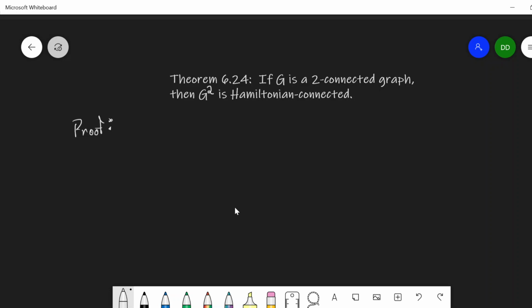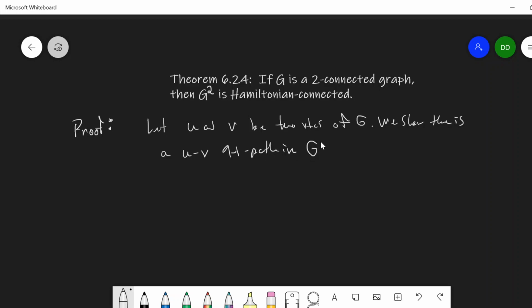Okay, so how does this work? So G is 2-connected, and so its order is at least 3, otherwise I could get a trivial graph by removing a vertex. I'm not even going to write that down. We're just going to remember that. And let U and V be 2 vertices of G. And we're going to show that there's a U-V Hamiltonian path in G squared, right? So that's what I'm showing, is G squared is Hamiltonian.